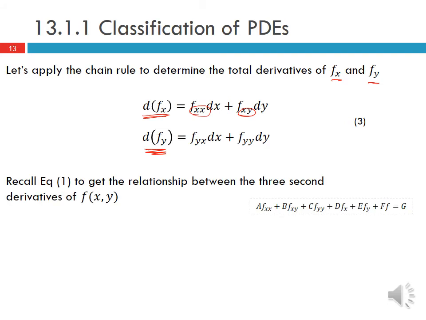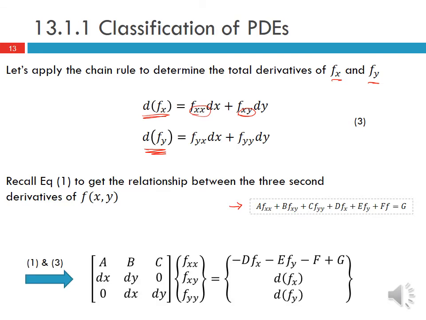And let's also recall the relationship between the 3 second derivatives of our function f of x and y, which we had shown here for a general second order PDE. So we can write these 3 equations in matrix form here. So the first equation comes from here, and then the other 2 equations come from what we've called equation 3 here.